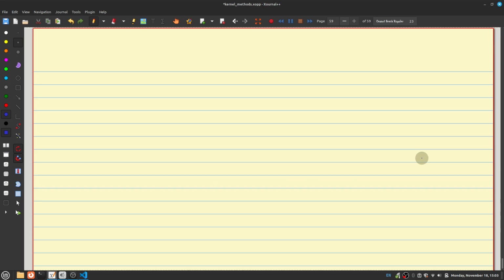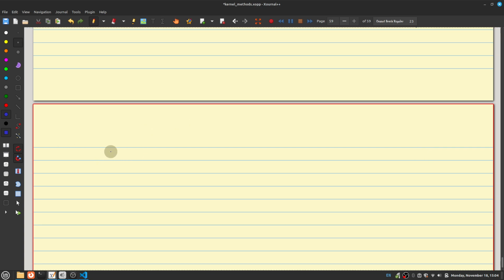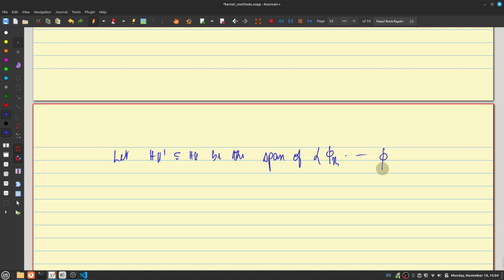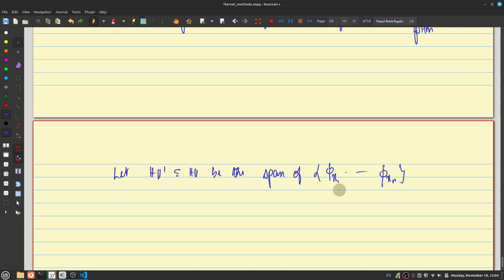All right. The proof is fairly simple. Essentially, you consider, suppose that H prime be the span of phi x1 up to phi xn. The claim is that the solution to this optimization problem lies within this span. So this is a vector space, right? So H prime is a vector space. It's a vector subspace of H, right?